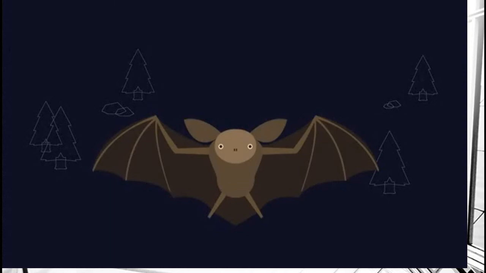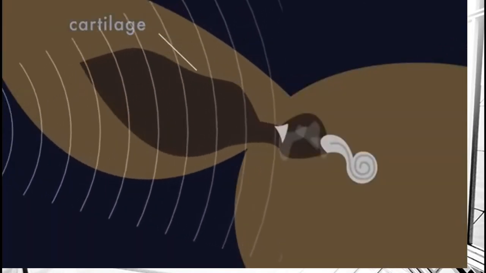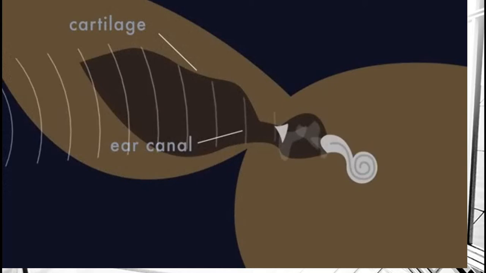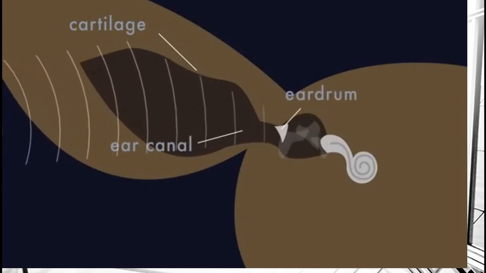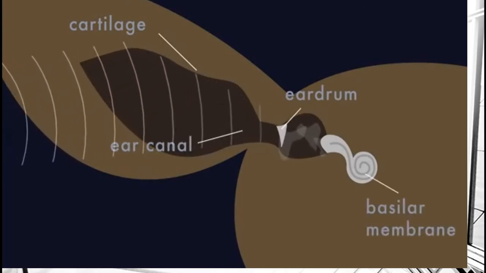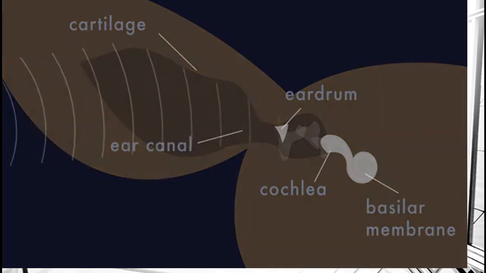The bat listens as the chirp leaves its body and bounces off its surroundings. When the sound returns to the bat, the cartilage of the outer ear funnels the sound waves into the ear canal. The waves then reach the eardrum, which vibrates in response. These vibrations are transferred further into the ear to the basilar membrane, which runs the length of the cochlea. If you uncoil the cochlea and the basilar membrane, they would look like this. Each area of the membrane moves in response to a particular frequency. Then, the cochlea converts these vibrations into nerve impulses for the brain to interpret.